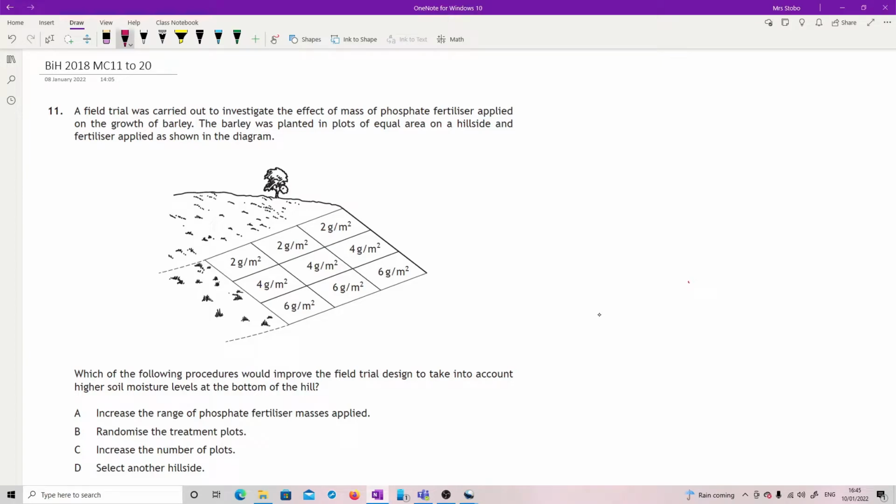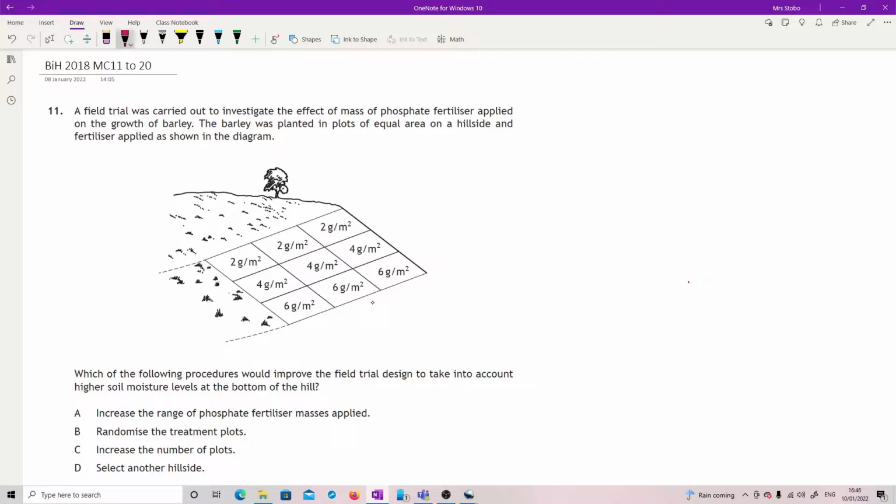Multiple choice. 2018 paper, the second half of the multiple choice. Okay, question 11. A field trial was carried out to investigate the effects of massive phosphate fertiliser applied on the growth of barley. The barley was planted in plots of equal area on a hillside and fertiliser applied as shown in the diagram. Which of the following procedures would improve the field trial design to take into account higher soil moisture levels at the bottom of the hill?